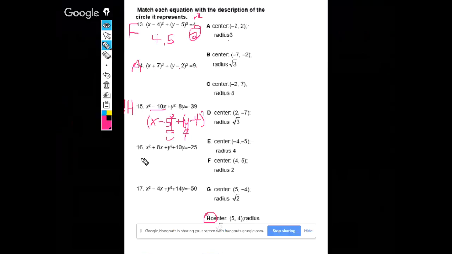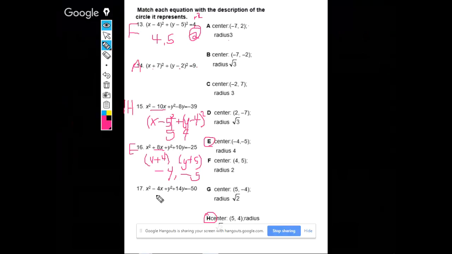Number 16, half of +8 is +4. Half of +10 is +5. And then again, I just switch the sign. So I'm left with -4, -5. The only one that's -4, -5 is choice E.